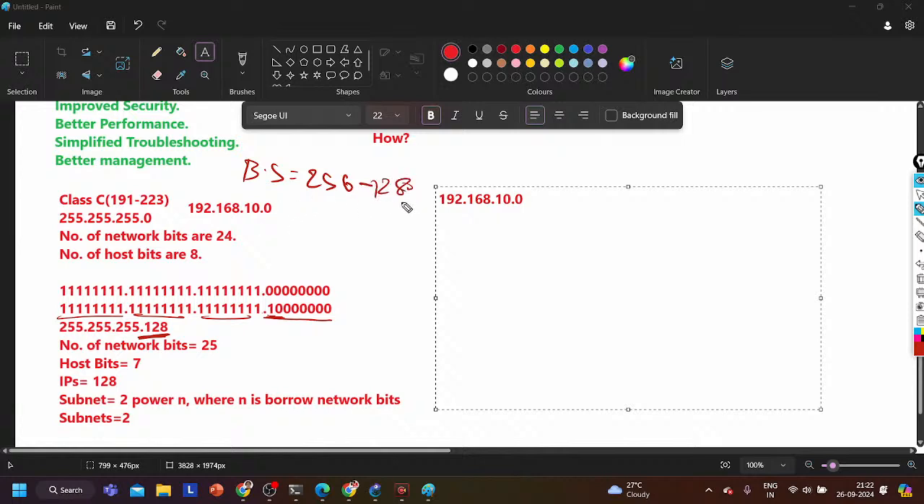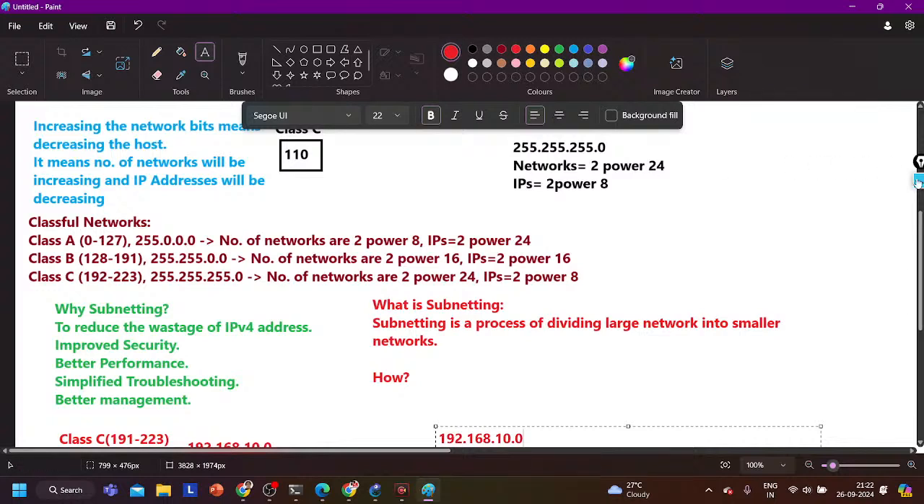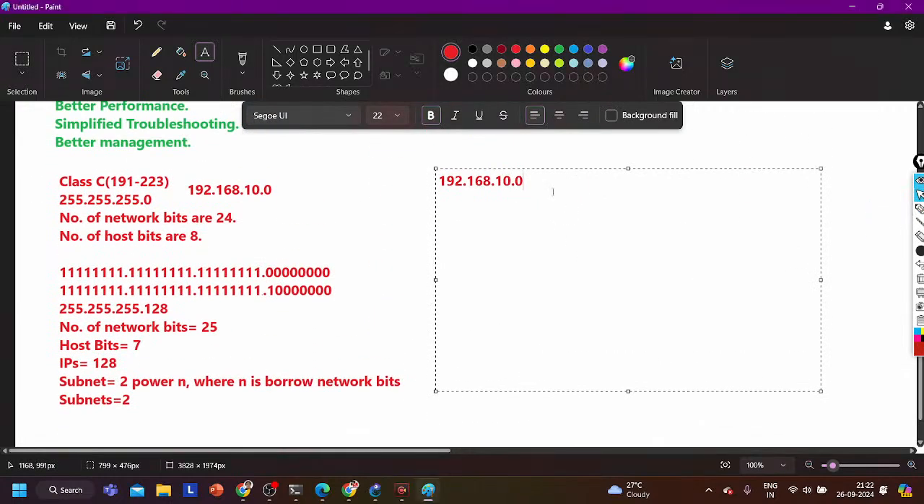So 256 minus 128, what value will you get? 128. That means your next network will be 192.168.10.128, where you add the block size of 128 in that octet where the last one is present. Everything will happen only where the last one is present, right? So my second network is 192.168.10.128. These are 2 networks.